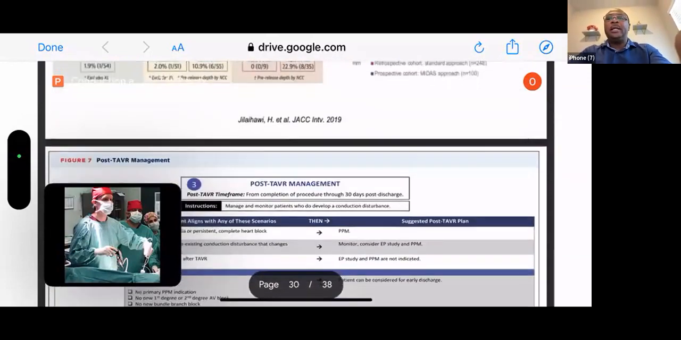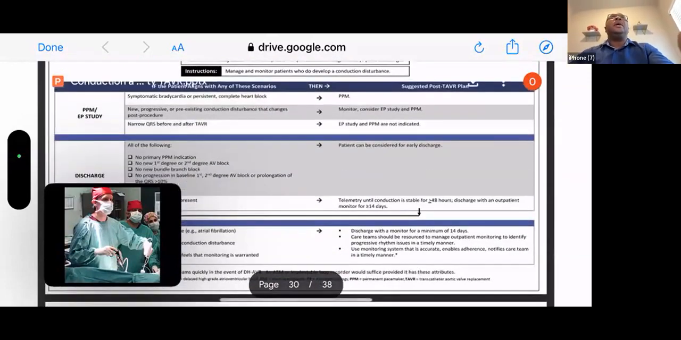All right, so the next is the post-TAVR management. If they have symptomatic bradycardia, high degree AV block, or complete heart block, they need a permanent pacemaker. We put them in before the patient leaves the hospital. If they have a new or progressive or pre-existing conduction disturbance that changes post-procedure, we can also monitor, consider an EP study, like I said, or put in a permanent pacemaker, maybe if the left bundle branch block is more than 160 milliseconds. Also, with a narrow QRS before and after TAVR, an EP study is not indicated.